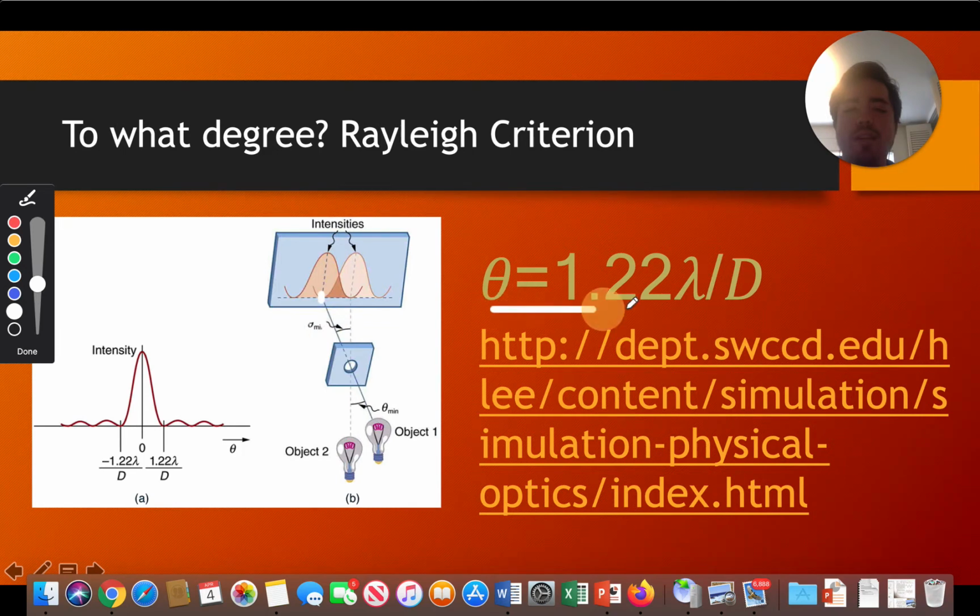So that's how we get this equation. We know that at 1.22, we are at the trough, which would be where it's resolvable. But it is affected by wavelength. You can tell the wavelength is proportional to the angle, and the diameter is inversely proportional to the angle. And so now we will continue.